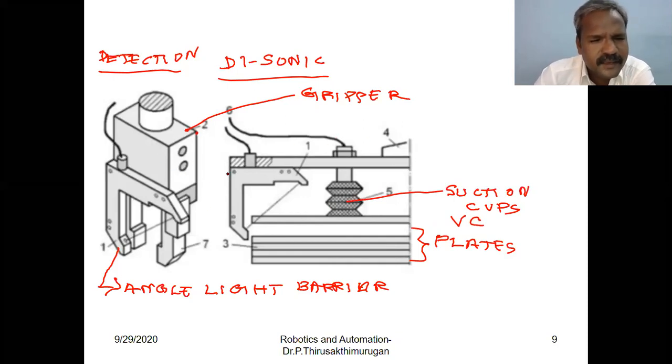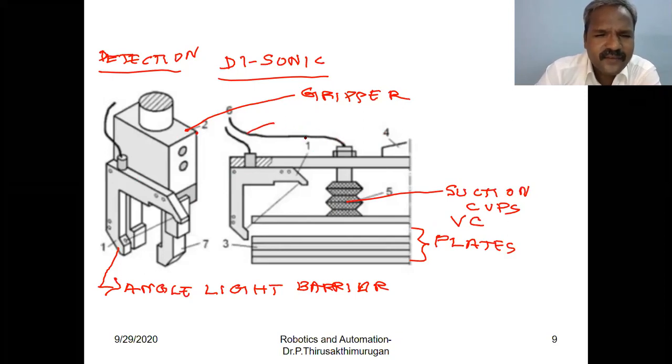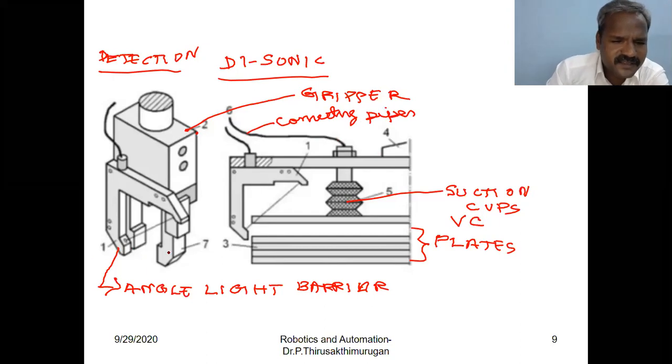Then 6 is connecting wires. This carries connecting leads, and this carries vacuum, pneumatic air or negative pressure. So it is a connecting hose, or pipes, or in general a connection. What is 7? 7 is the gripper jaw.